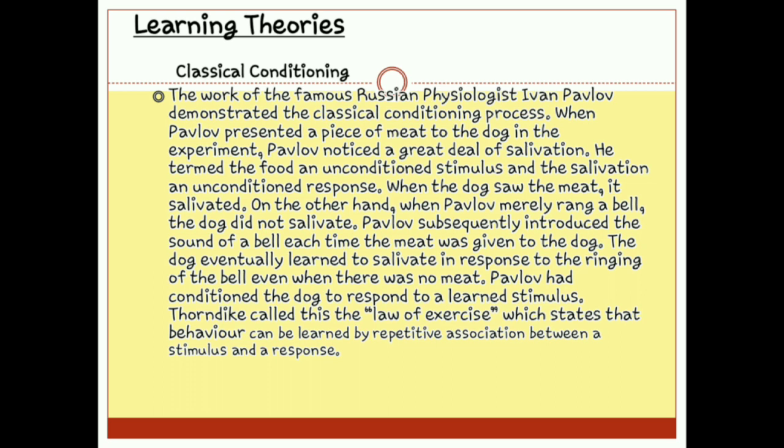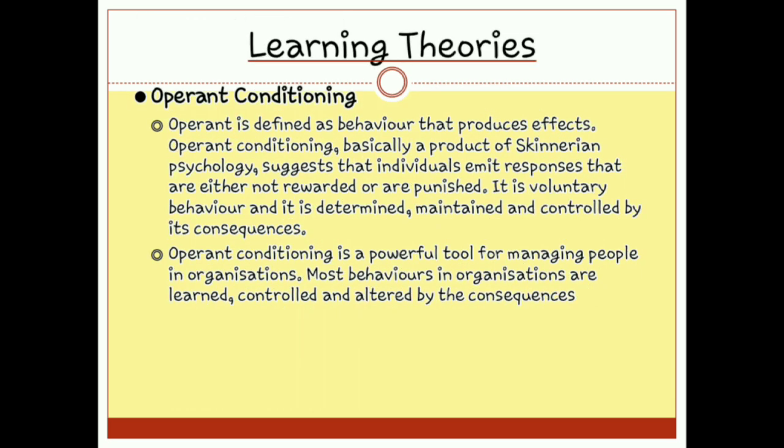Something happens when we react in a specific or particular situation. So it is elicited in response to a specific identifiable event as such. It explains simple and reflexive behavior. The learning of more complex behavior can be better understood by looking at operant conditioning theory. Operant conditioning theory is defined as behavior that produces effects.